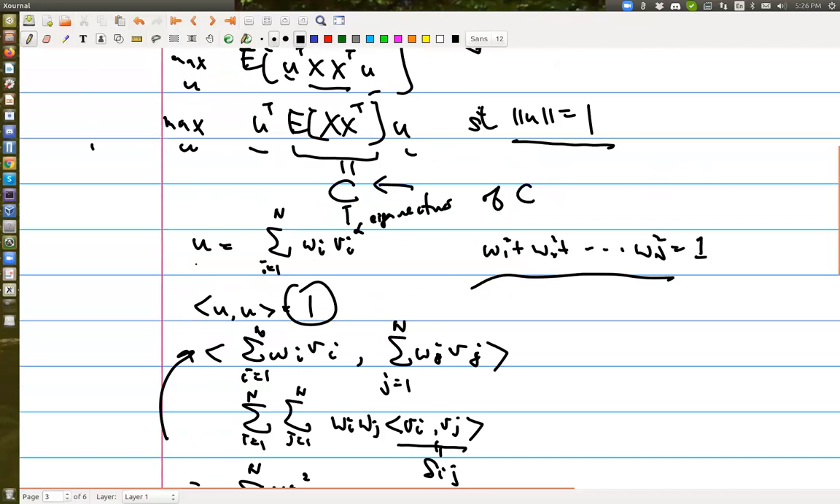Now, like I say, for any u, I can represent it with this, right? And you also have a constraint of the norm equal to 1, so therefore the sum of Wi square is equal to 1. Now I substitute this u into here.